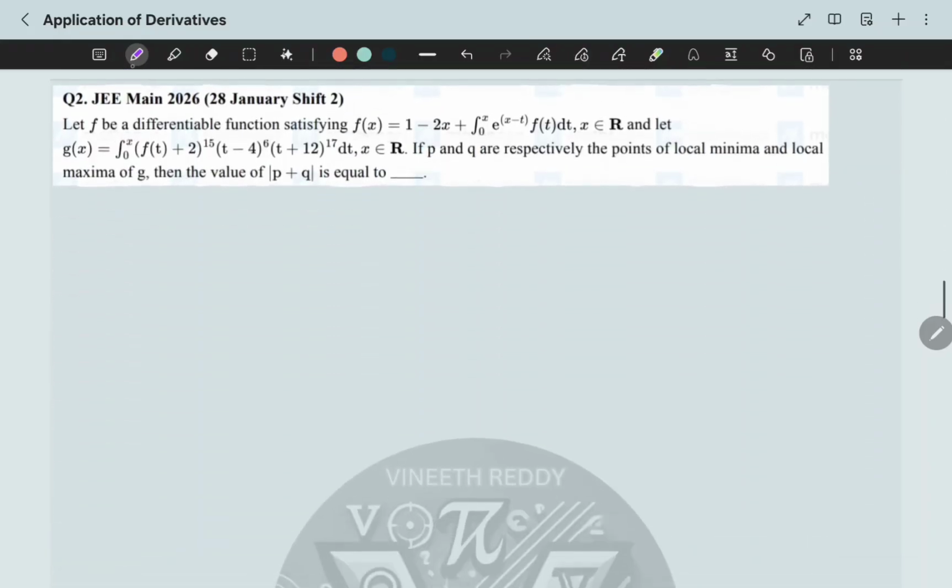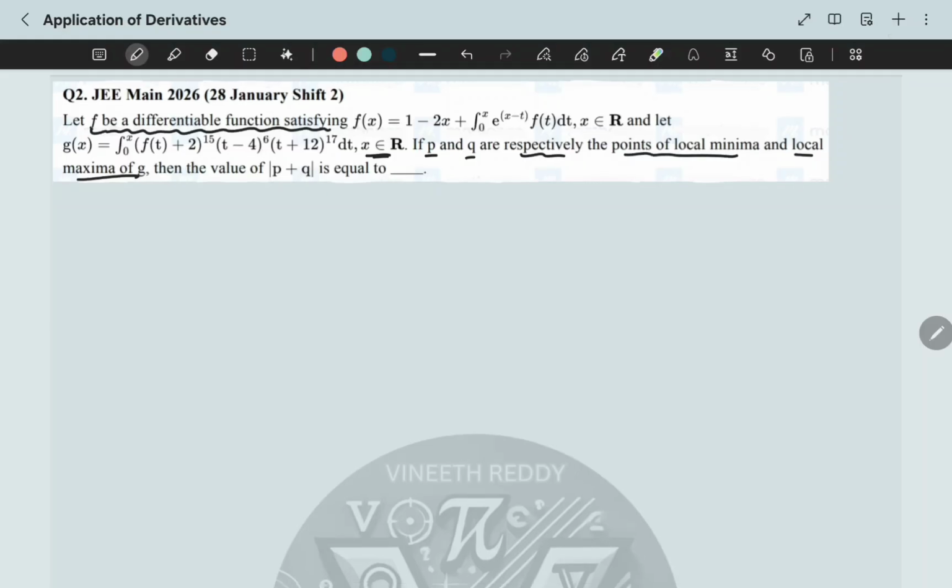Next question says, let f be a differentiable function satisfying f of x is equal to this, and let g of x be as given, x belongs to R. If P and Q are respectively the points of local maxima and local minima of g, then find the value of mod P plus Q, right? So, let f be a differentiable function satisfying this. It is a numerical or integer type question, dear students.